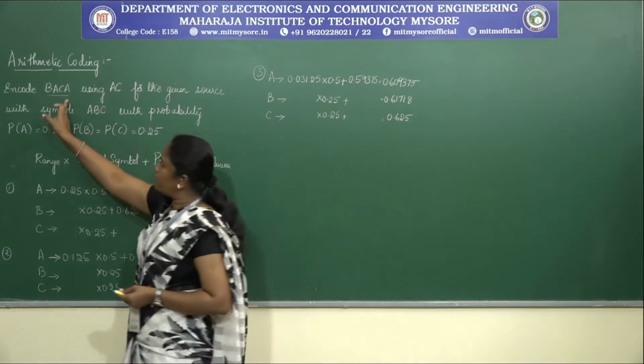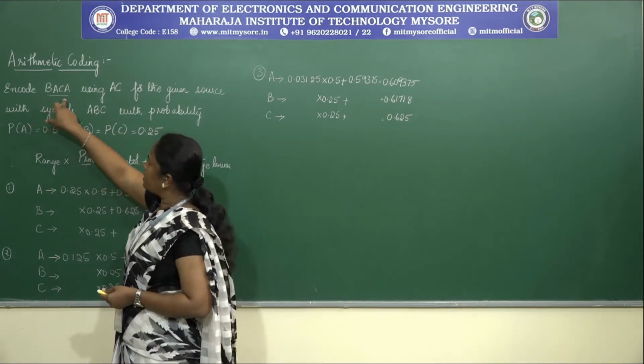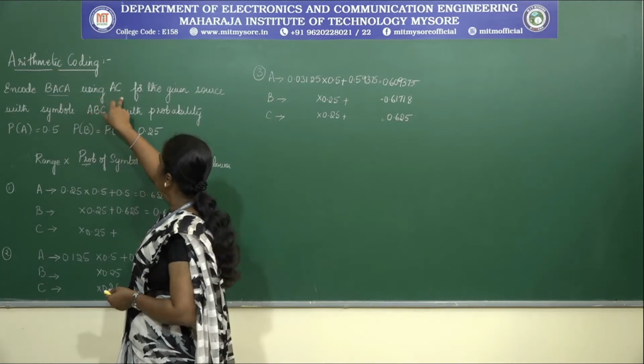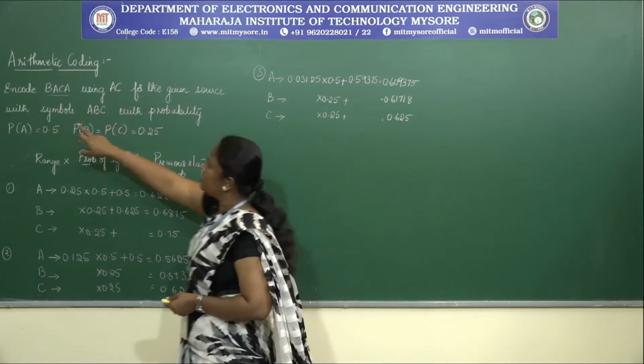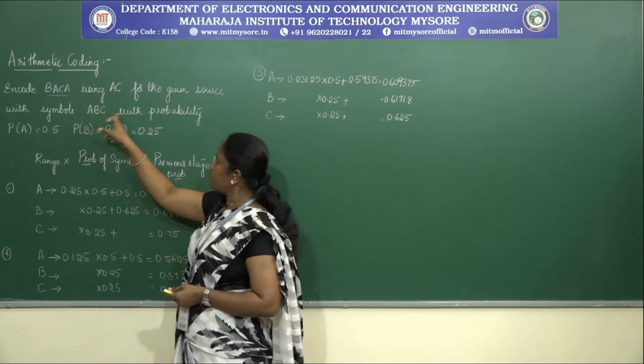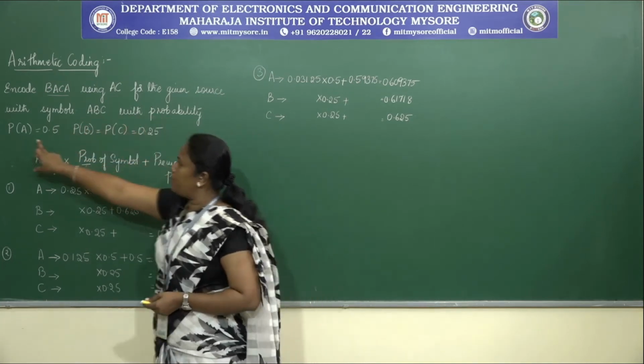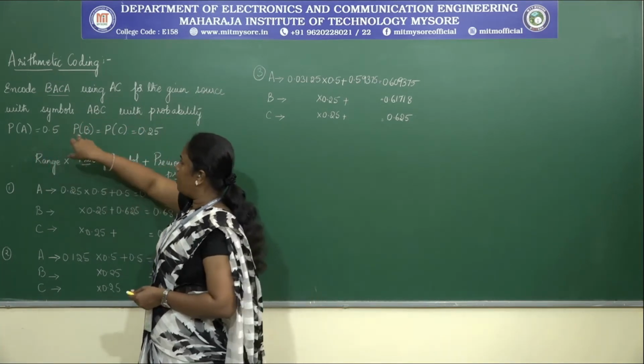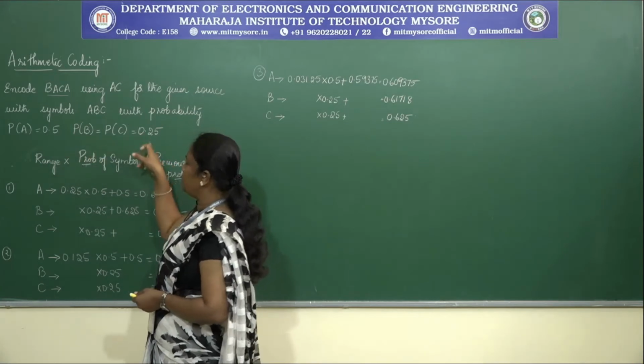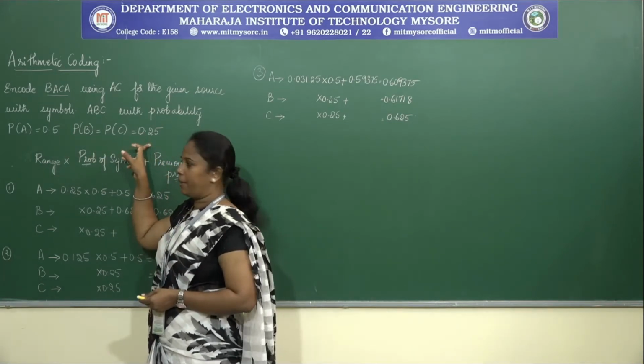So the problem is: encode BACA using arithmetic coding for the given source with symbols A, B, C with probabilities P of A equals 0.5, and P of B as well as P of C, which are each equal to 0.25.